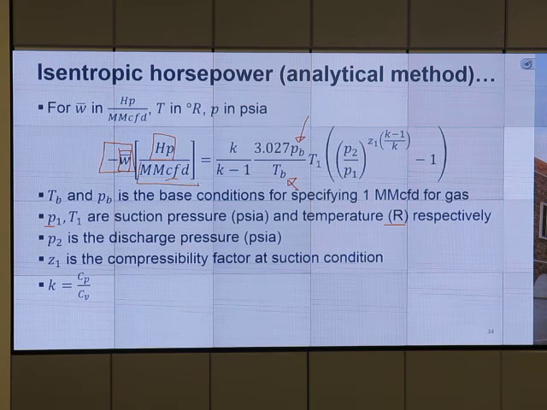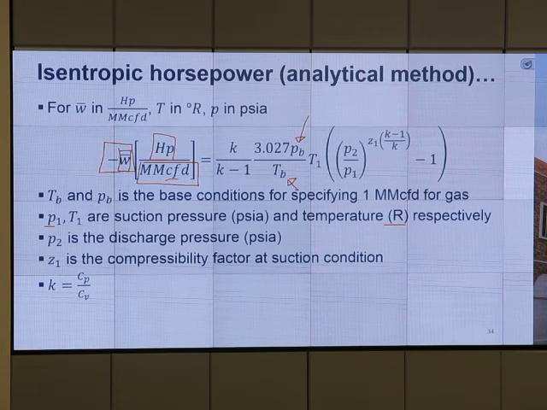MMSCFD is a kind of unit of mass flow rate. You think so? It's kind of mass flow rate. It's not really volume flow rate, okay? Because the volume flow rate is specified at the standard condition.